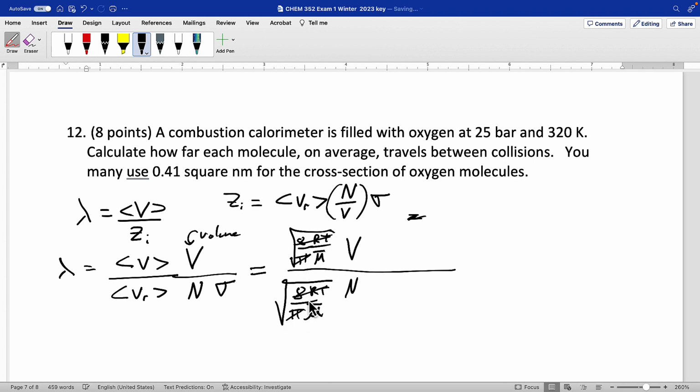And if we remember that mu for two particles that are the same is just the mass divided by 2, or we could say the molar mu is the molar mass divided by 2, let's go ahead and replace this with the molar mass divided by 2. We can see that's going to cancel, and we just have a square root of 2 on the bottom. So we've got V over N over sigma, and we have a square root of 2 on the bottom.